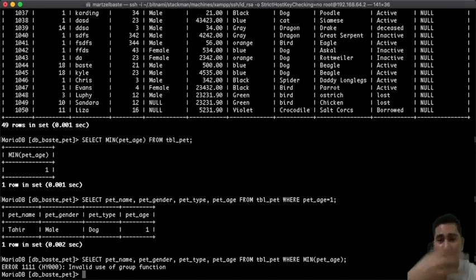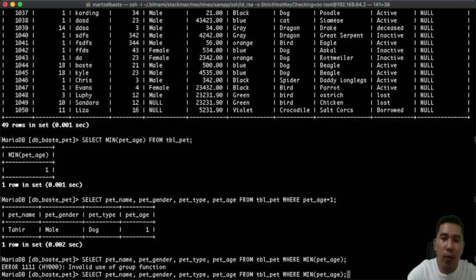So to resolve this kind of problem, if we cannot do this where min or having min, we are going to try another one. So let's say from tbl_pet, and then you have here min pet age.